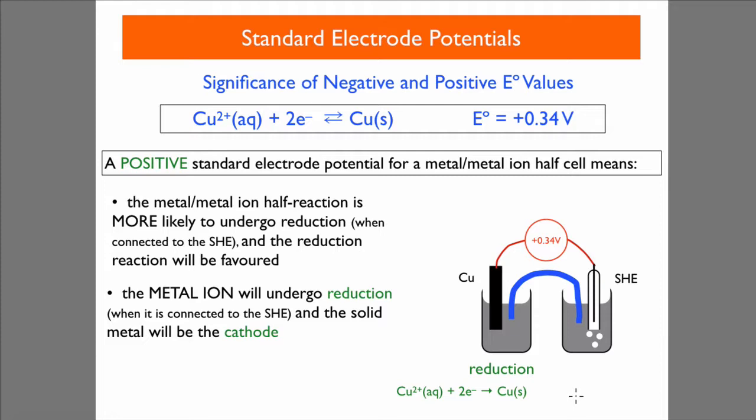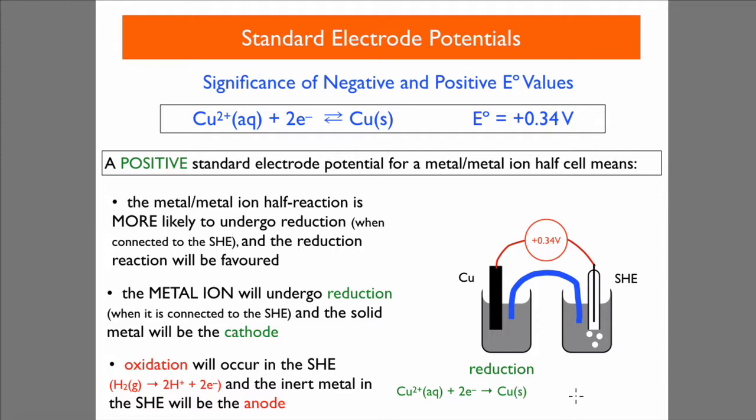And so copper ions are going to be reduced to copper metal, and the oxidation will occur in the SHE, and the hydrogen gas will make H plus ions, and the inert metal in the SHE will be the anode. You can see electrons there going from the SHE to the copper electrode.